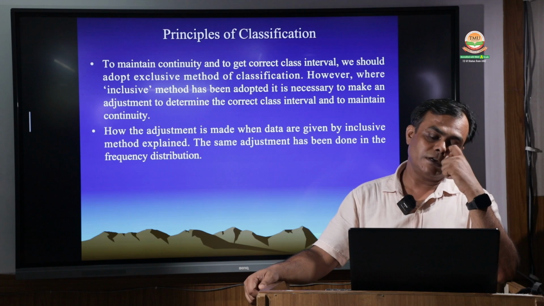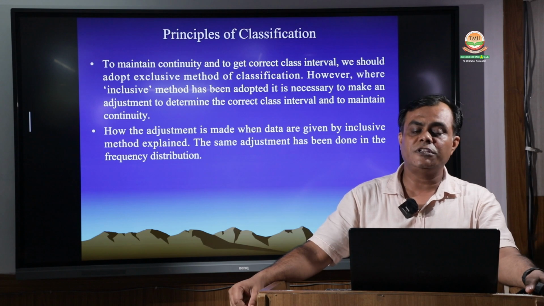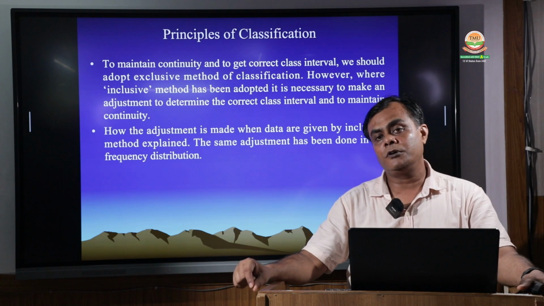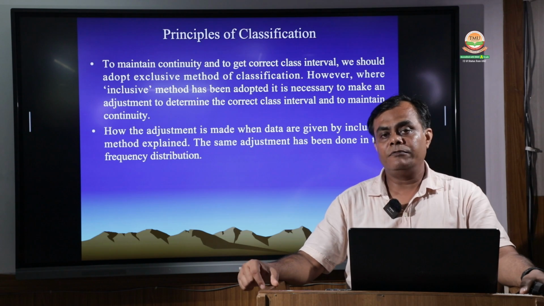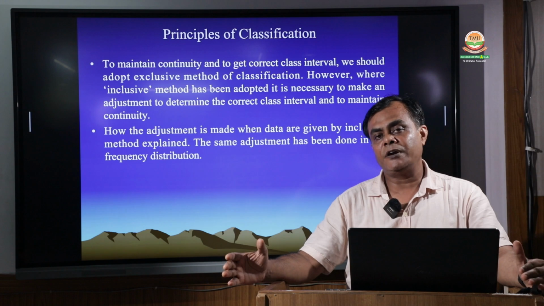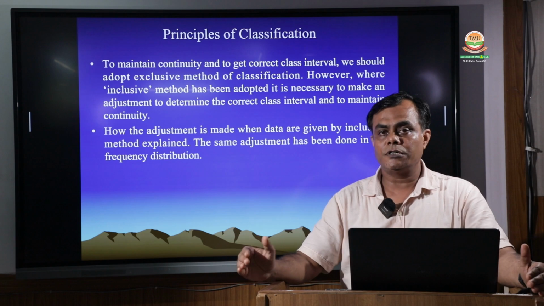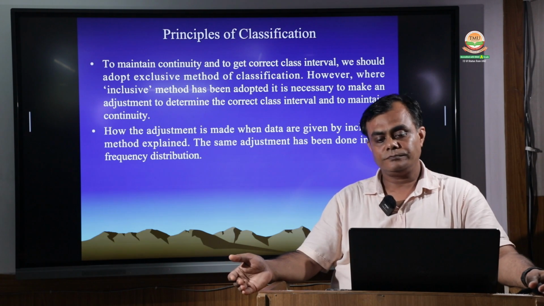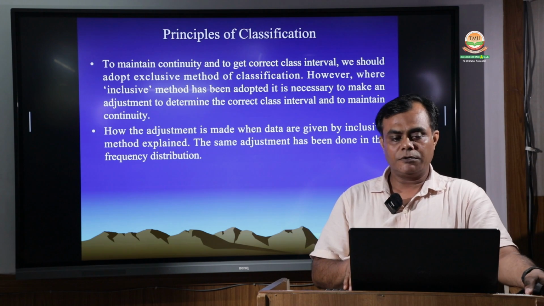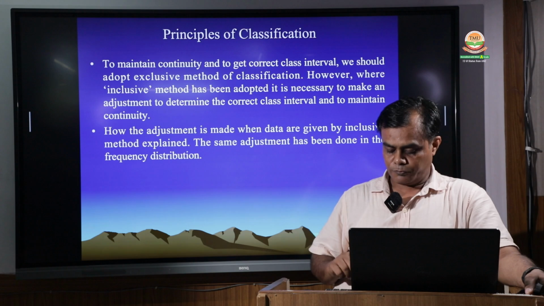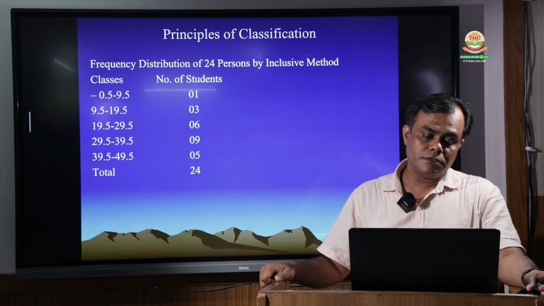So, simply we can say that in a frequency distribution we are using the exclusive method or the inclusive method of data, using a 5 basis or 0 basis, and always using numbers such as 0 to 5, 5 to 25, 25 to 30, 35 to 45. By this way we can do our classification.